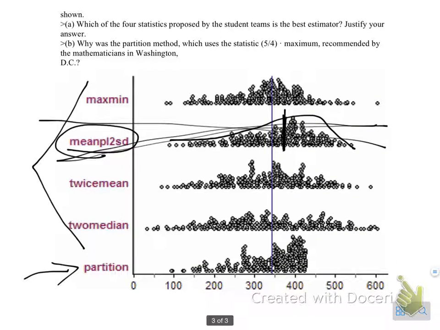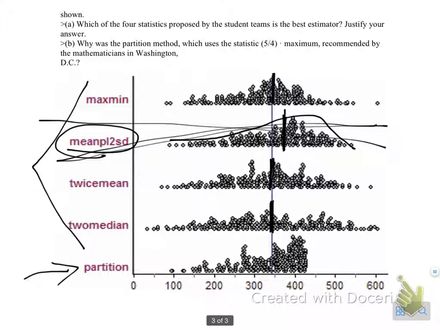Then if we look at the rest of them, max plus min, twice mean, and 2 median, all of them approximately have a mean right on the blue line. Which is good. That means that there's low bias, and those are going to be pretty accurate. Then we want to look at variability. Which one has the least amount of variability?